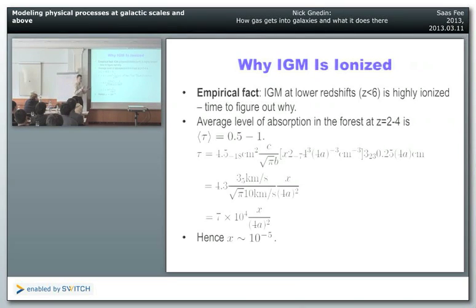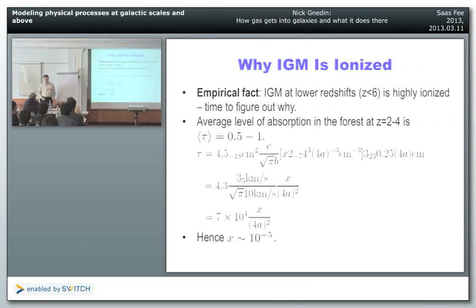I also remember from this blue versus magenta plot that roughly comparable amounts are absorbed versus transmitted, which means my optical depth is somewhere between 0.5 and 1. So the average optical depth over the universe at redshift 2 or 3 will be in this range. Now I take this equation and plug in all the numbers, and what I find is that if x is 1, if the universe is neutral, then my optical depth will be 7 times 10 to the 4, at a equal to 1/4, which means redshift 3.